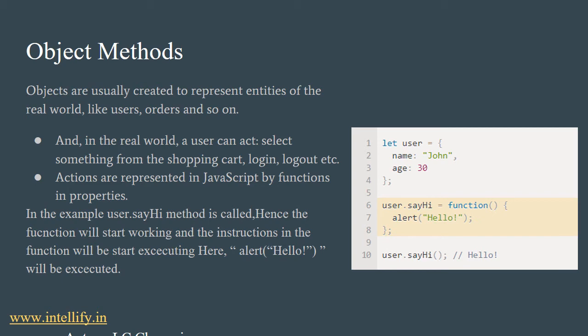Actions are represented in JavaScript by functions and properties. For example, in the given example, user is equal to name, which is given as John, and age is equal to 30. user.say is equal to a function, and the function has alert hello. So user calls the say hi function. Hence the function will start working and the instructions in the function will start executing. Here alert hello will be executed on the screen. So that is all about object methods.